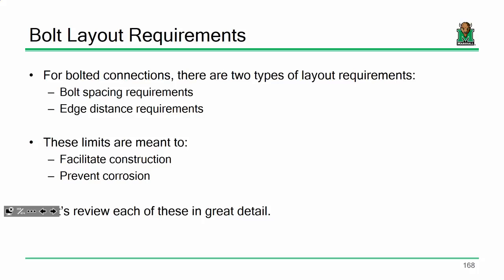Spacing requirements, edge distance requirements, because there's issues with that. I mean, if bolts get too close together, you can't tighten them. They start smacking into each other. So you have to have a certain minimum spacing. If they get too far apart, there's a potential you get water seeping in between the connection. And water and steel, they don't go together very well, right?